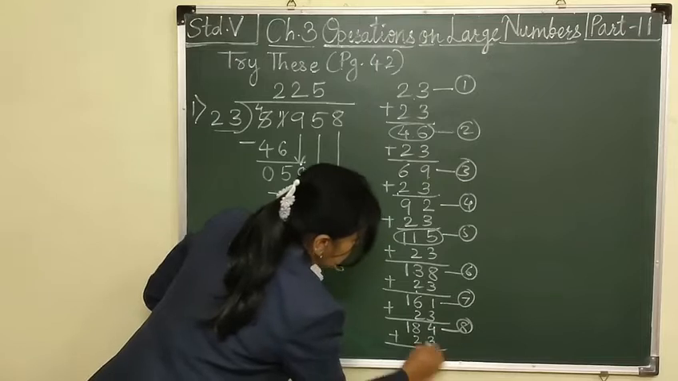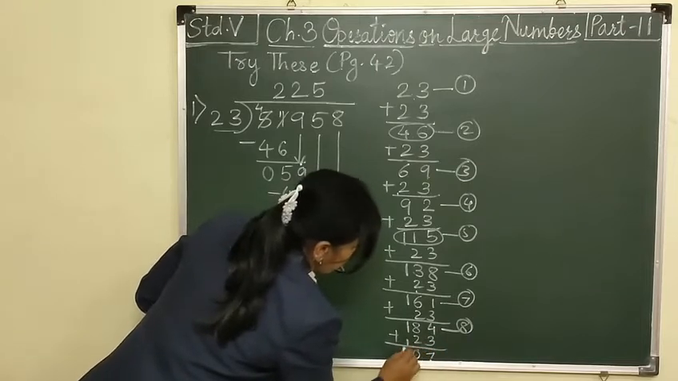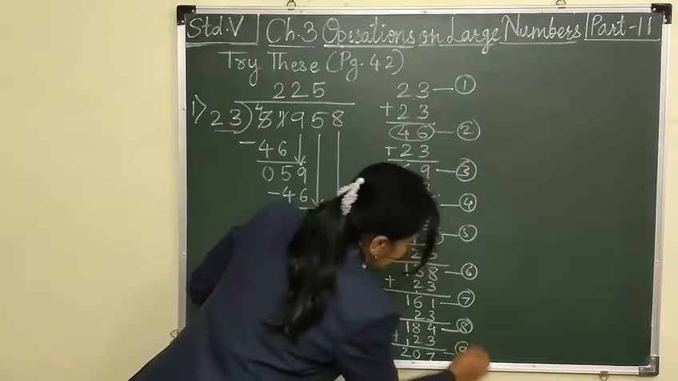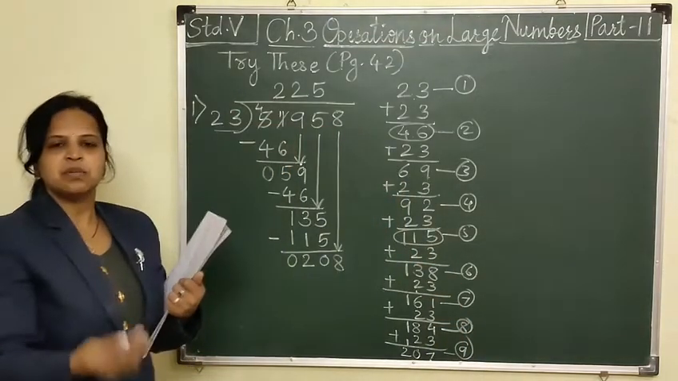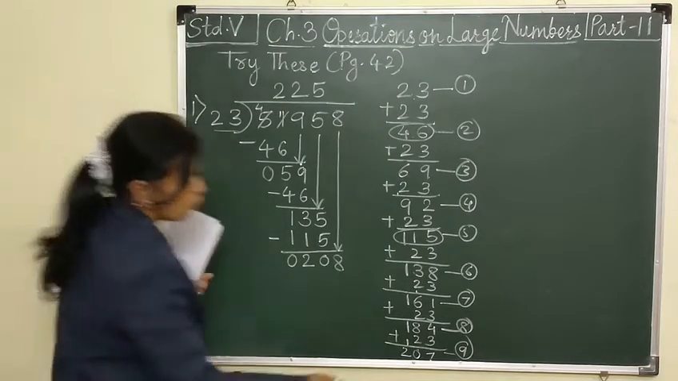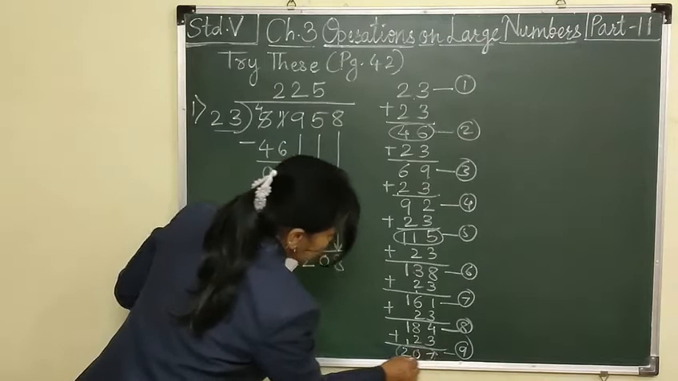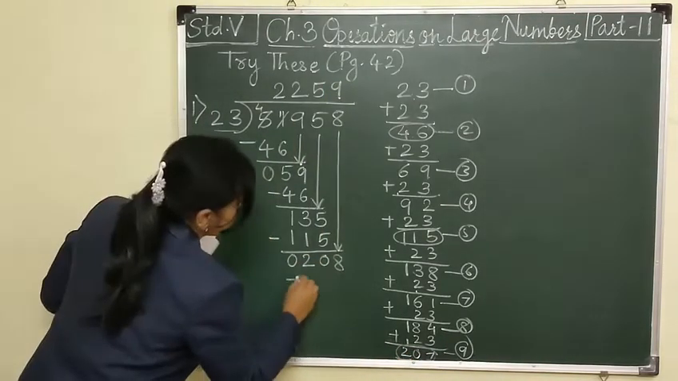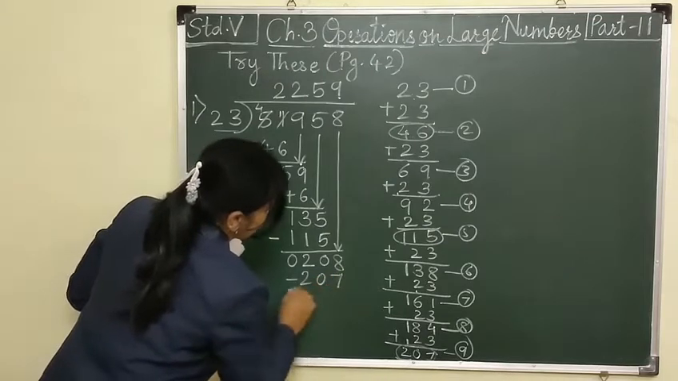4 plus 3, 7, 8 plus 2, 10, 1 is carried. 207. Okay, this is 9 za. And 23 tens, it will be 230, which we cannot subtract from 208. So what will I do? I will subtract this 207. So put the quotient 9 and subtract 207 from 208.